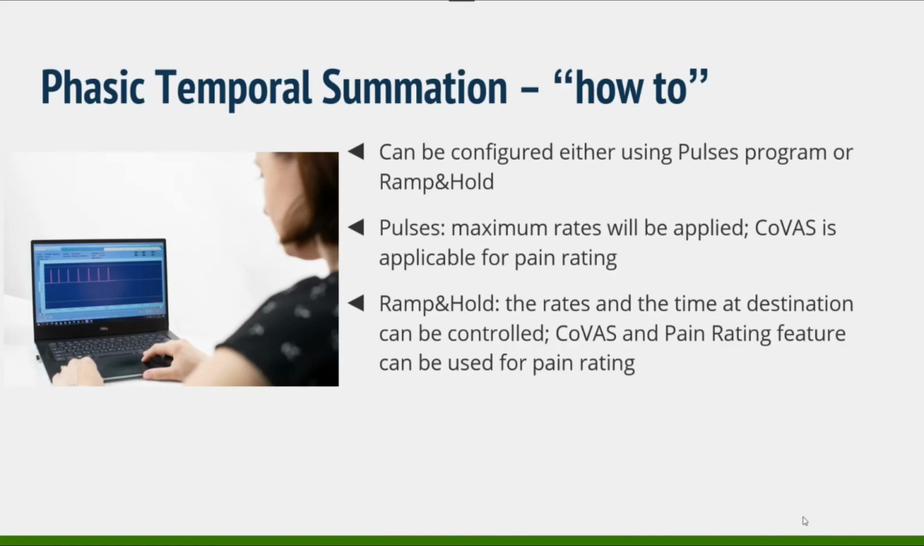the duration. So if you want the stimulation to be maybe a little more painful, like we mentioned when I was answering one of the questions, you can increase the duration a little bit, not use zero duration but 0.3 seconds or 0.2 seconds, and then the stimulation will feel more robust, more painful, and you might need to use a lower temperature to achieve the same level of pain. You can use COVAS in both pulses or ramp and hold programs, and you can use the pain rating feature only in ramp and hold. In pulses, it is not available.